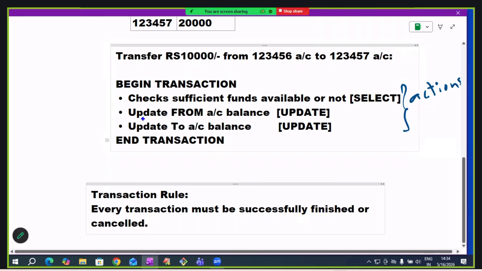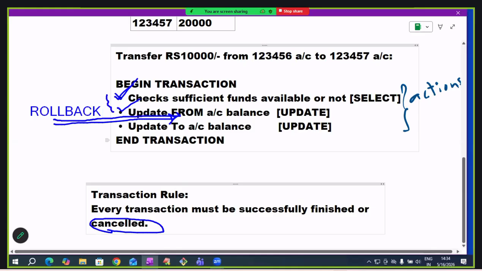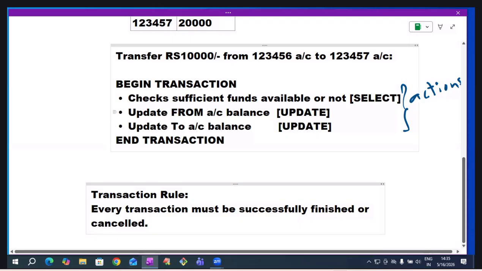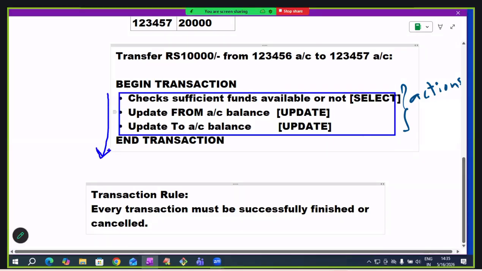Now, due to some reasons, the first action performed, the second action performed. Due to some reason, the transaction stopped in the middle. Now what do we have to do? We have to cancel the transaction. To cancel the transaction, which command are we using here? Rollback. All actions will be cancelled. If rollback is not used, there is the biggest problem for the bank. Understand this point? So the transaction rule is that perform all actions successfully or cancel all actions. But don't stop in the middle.